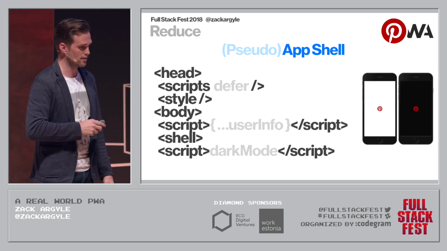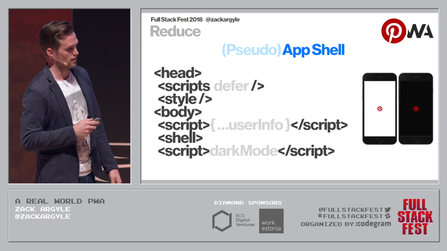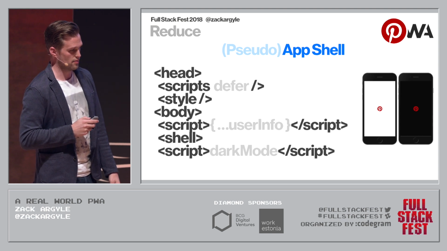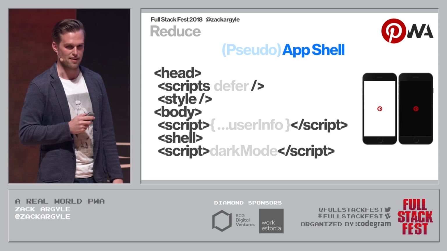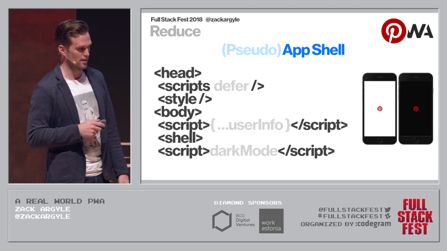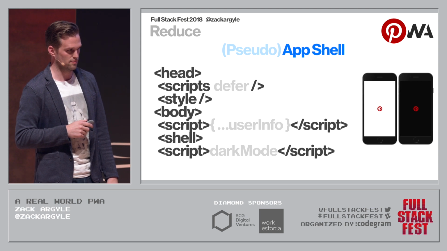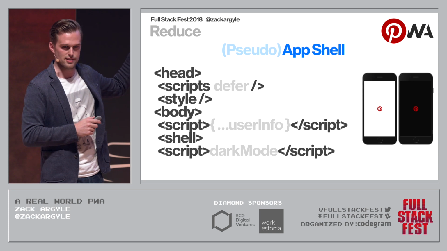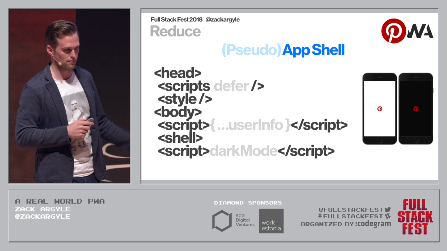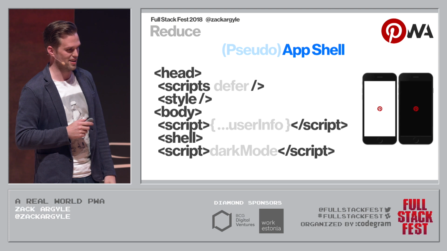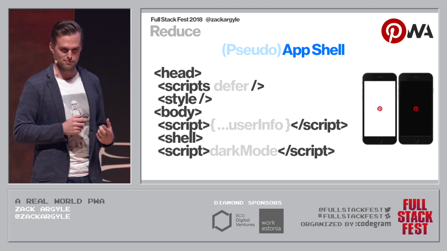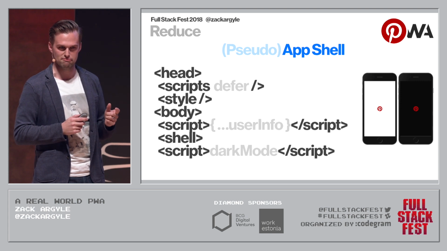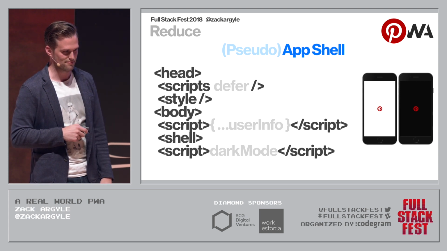Our app shell looks something like this. We've got our scripts up at the top. We've got that inlined style tag, right? That 5K of CSS up in the top. And then we've got the JSON blob with the user information. Then we've got the actual shell, which is really just a div with an SVG in there. And then another little script at the bottom that decides if you're in dark mode, because we need the shell to also be in dark mode. So it's kind of an interesting little thing.